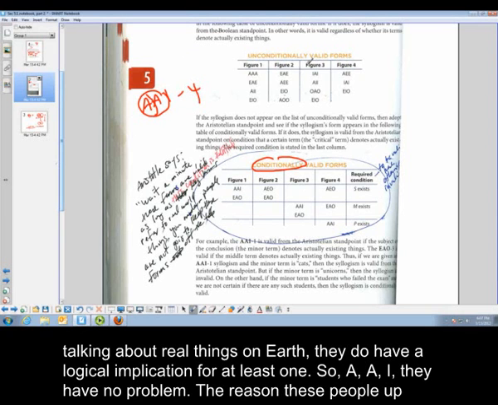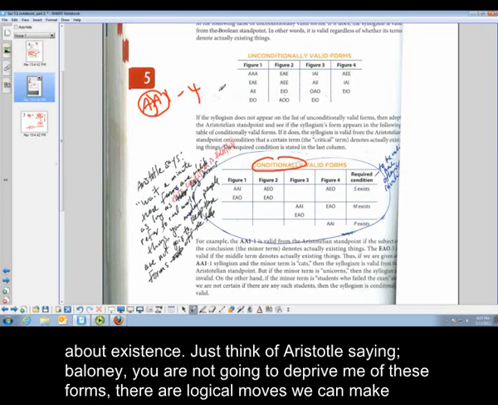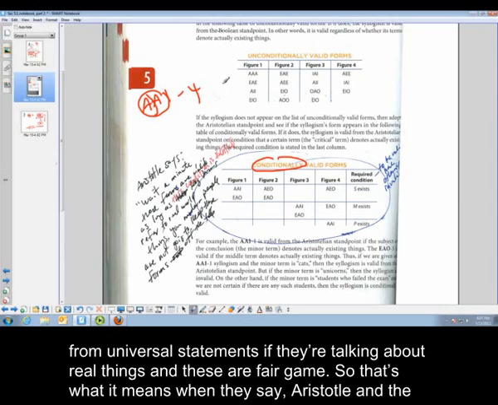So AAI, they have no problem. The reason these people up here don't like them is they think AA, no, I'm a Martian, all I know is you're never going to have any S. All I know is a certain part is empty. I don't know about existence. Just think of Aristotle saying baloney. You are not going to deprive me of these forms. There are logical moves we can make from universal statements if they're talking about real things, and these are fair games.